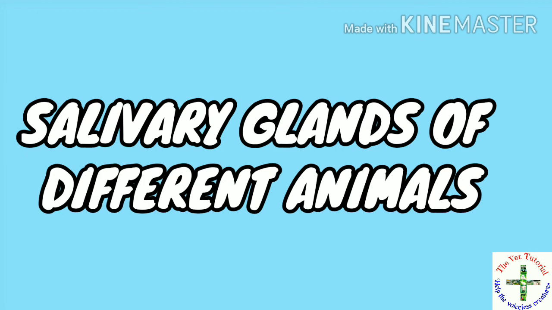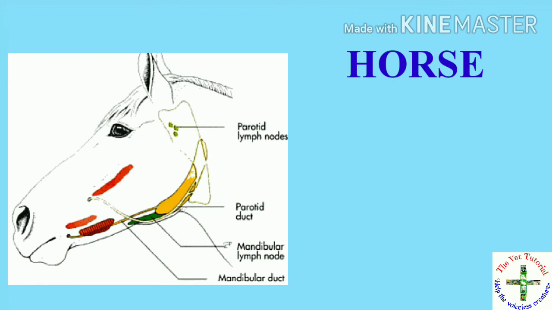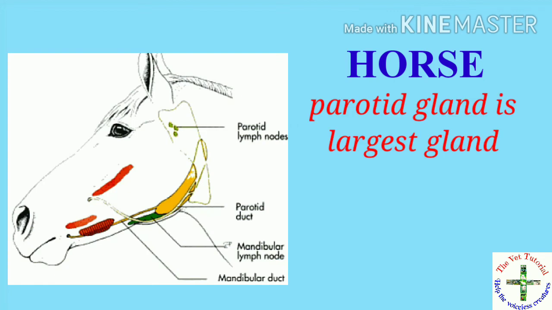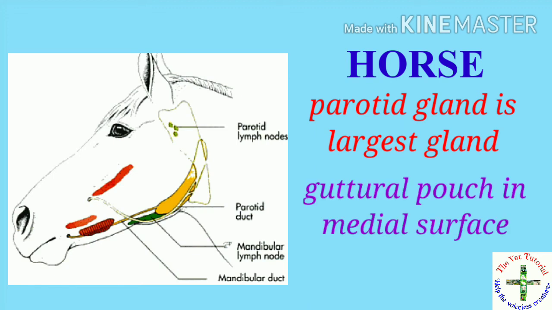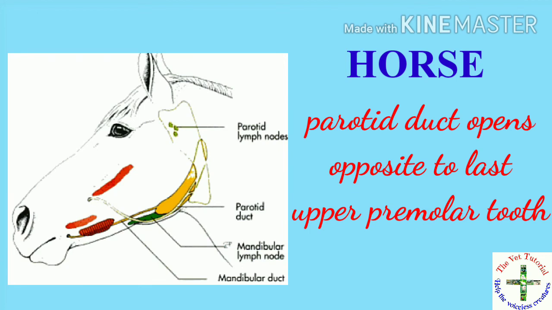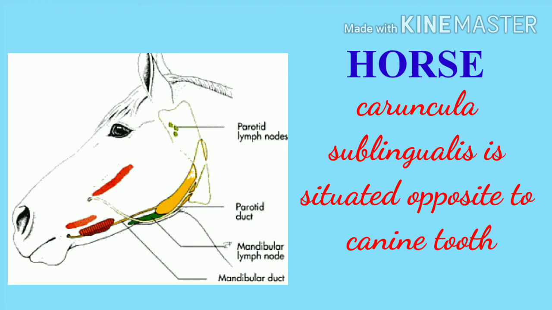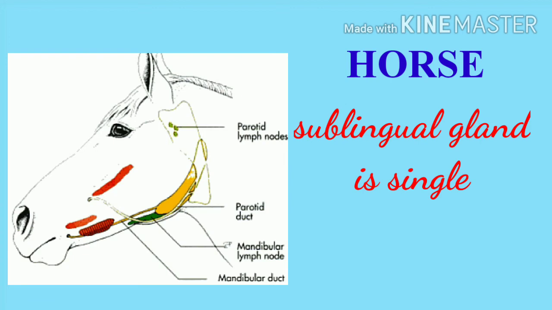Then let's study about the comparative anatomy of salivary glands of different animals. First, about horse. The parotid gland is the largest of all the salivary glands in case of horse. There is additional guttural pouch in the medial surface. Then the parotid duct opens opposite to the last upper premolar tooth. The caruncula sublingualis is situated opposite to canine tooth and the sublingual gland is single.